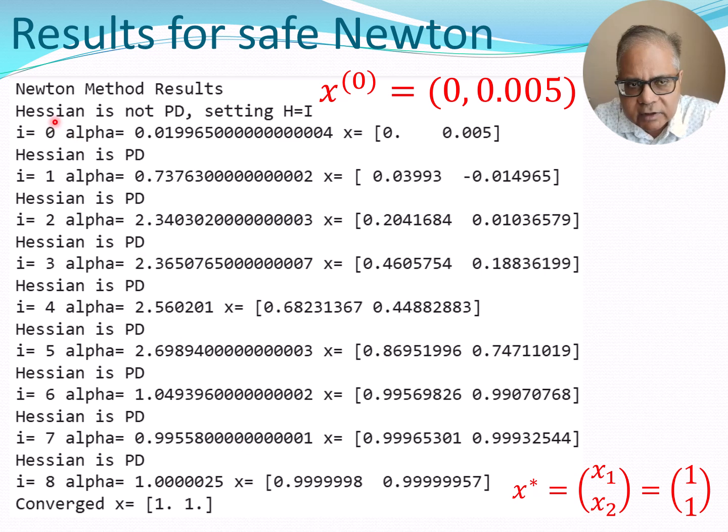The first case happens when x0 is 0.005. In that case, Hessian is not positive definite. So we set H to I, or identity, and then we solve it. So this first time around it is actually using the steepest descent search direction. It is setting H equals I. And then beyond it we can see that H is positive definite, and so again we converge very beautifully to 1 and 1.